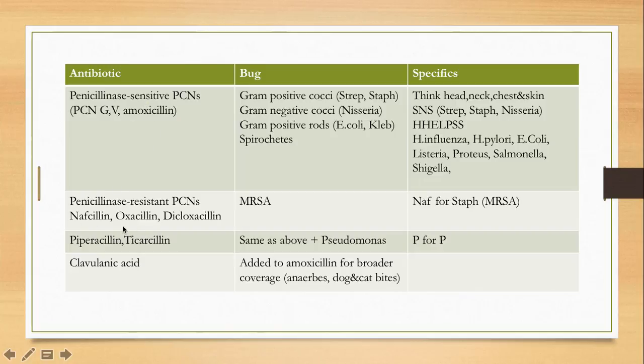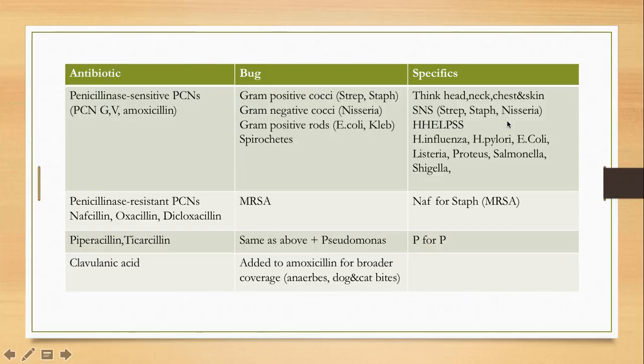Then you have your nafcillin, oxacillin, dicloxacillin, which when added will target MRSA. So remember, NAF is for staph, and then your piperacillin and ticarcillin are even stronger. So they will cover all of these bacteria plus Pseudomonas. So P is for P. That's how you just remember this. And then you already know that head and neck and skin and chest infections, basically everything above the diaphragm is going to be somewhat covered with penicillins to some extent, sometimes greater than other times.